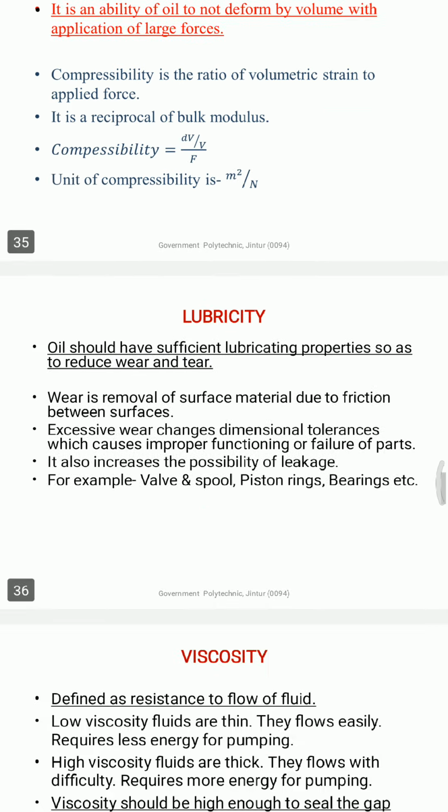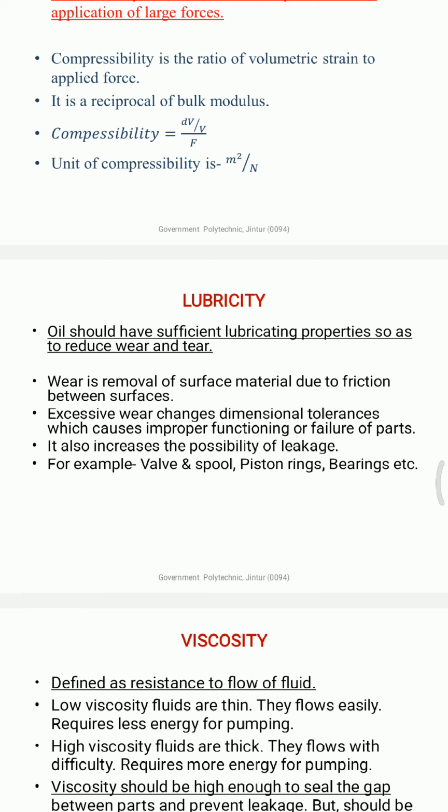Now the next property is lubricity. The oil should have sufficient lubricating property. This oil should stick to the metal surface, so that there should not be any wear or removal of surface material because of the friction between the surfaces. This property is called lubricity. It reduces wear and tear. Excessive wear changes the dimensional tolerance, which causes improper functioning or failure of the part.